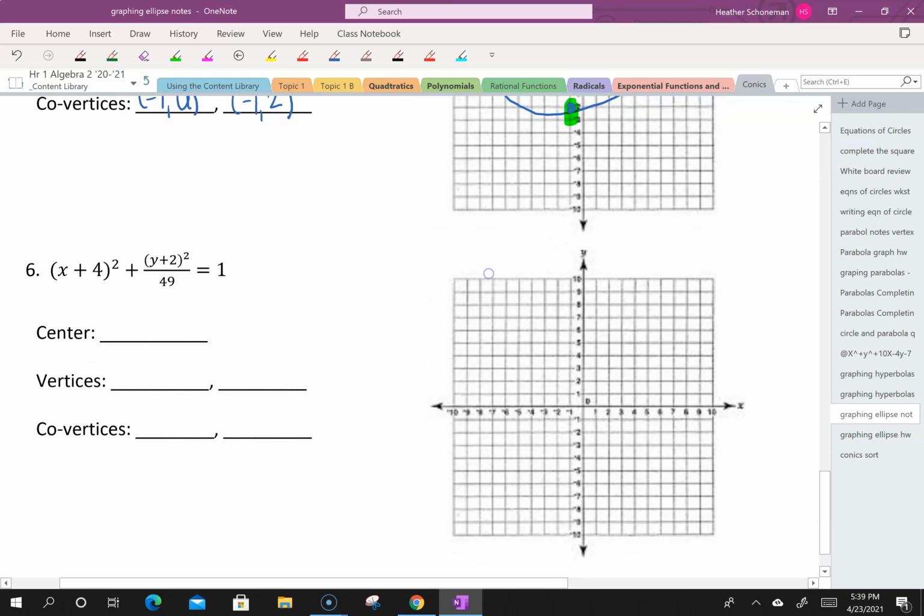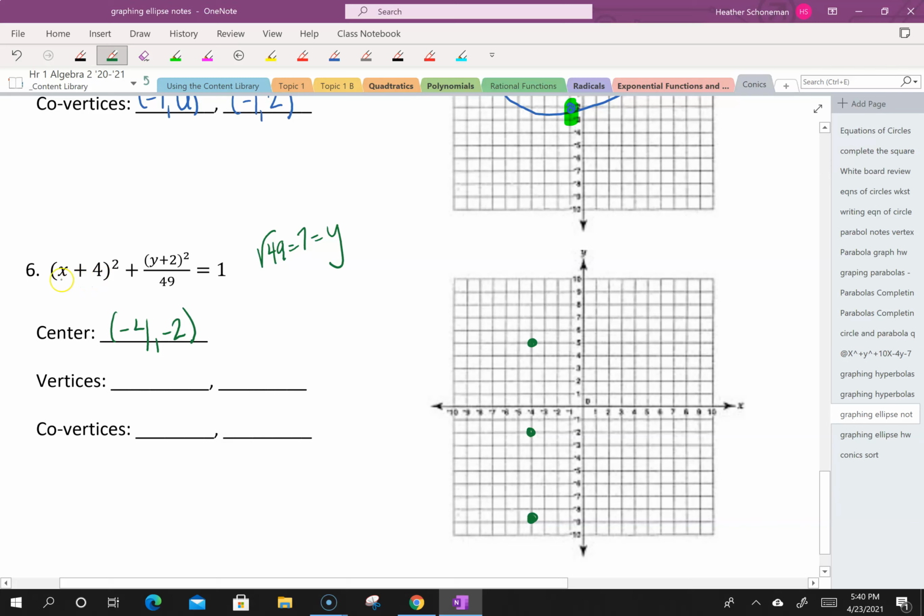Okay, number 6, last one. So the center is negative 4, negative 2. That's not that hard to see. But what gets confusing is this x thing. So let's look at the y. We know the square root of 49 is 7, so that's going to control our y. So we're going to go up and down 7. Here's 7, and here's 7. Okay, that's not that big of a deal.